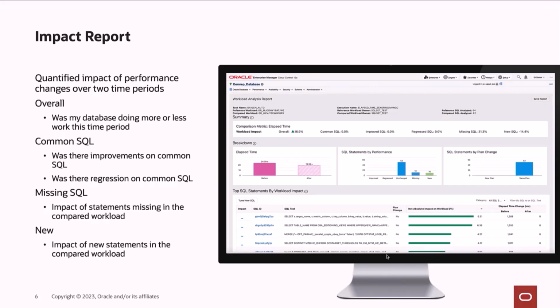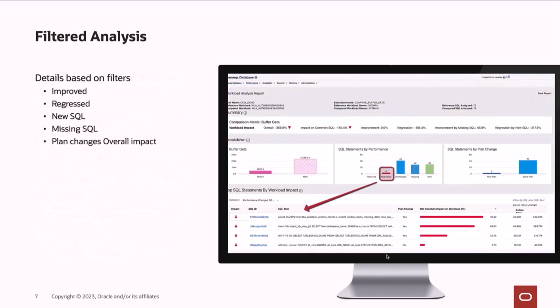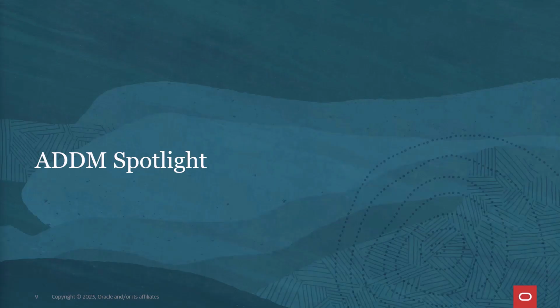Due to certain circumstances, it took longer, so it continued to run after online users started to use the database. The report is a rather interactive report. If we find something of interest in the breakdown tiles, such as regressed SQL statements or new SQL statements, then by a click on the graph, we filter the bottom tile to only show SQL statements of interest. Here we can filter on improved SQL, regressed SQL, new SQL, missing SQL, and SQL with plan changes.